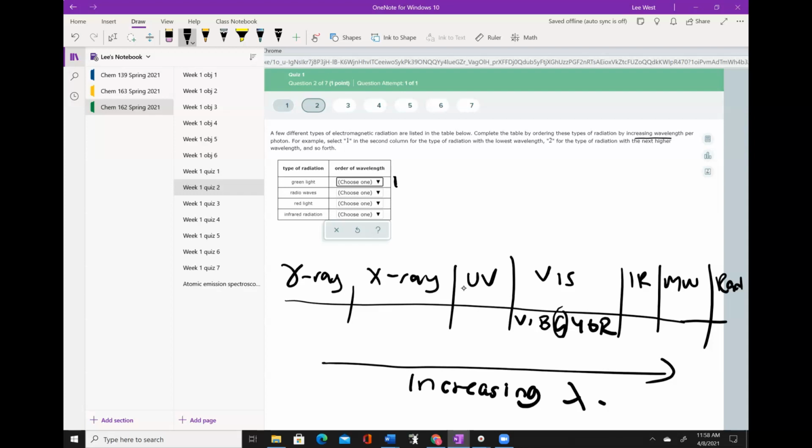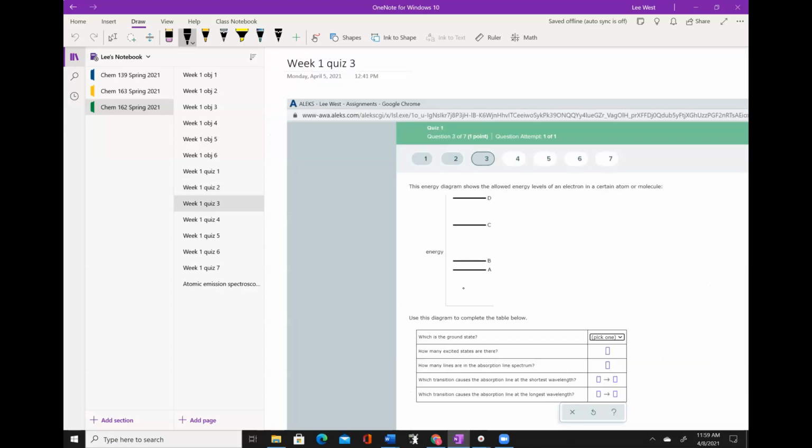And then we're going to keep going. Yellow, there's no yellow. Orange, there's no orange. Red. Red is going to be our number 2. Infrared, that's going to be our number 3. And then, yep, radio waves is going to be our number 4. So it's 1, 4, 2, 3. So you just got to be careful not to make a mistake. Remember, figure 6.3 in your book has the EM spectrum.